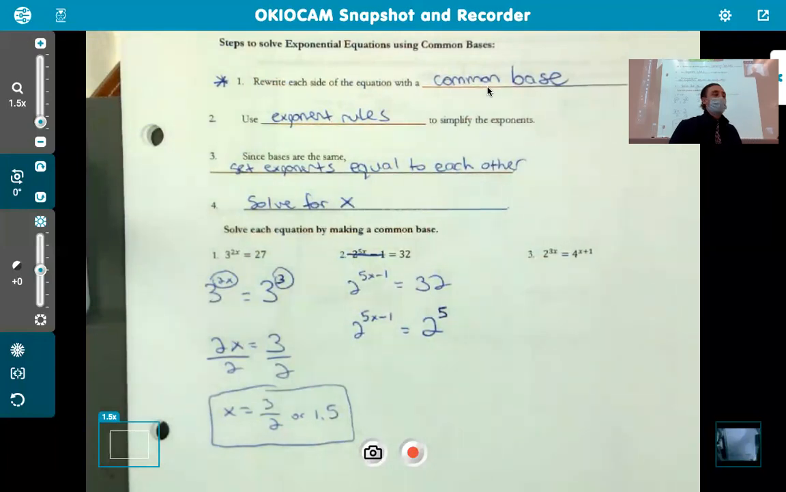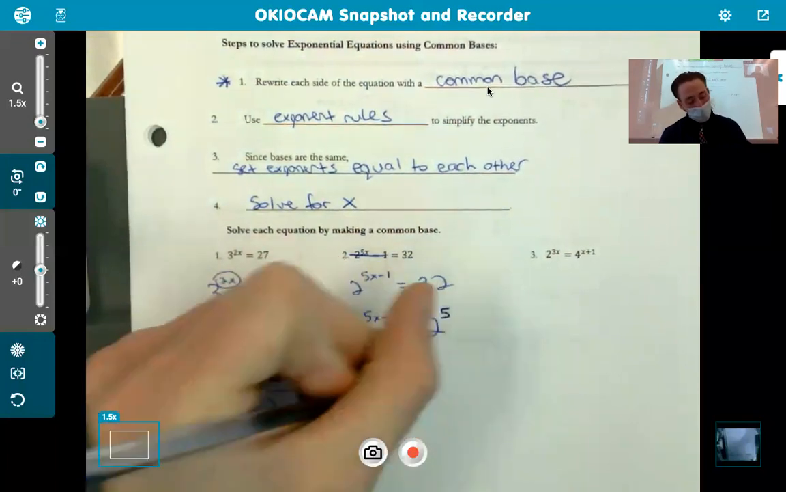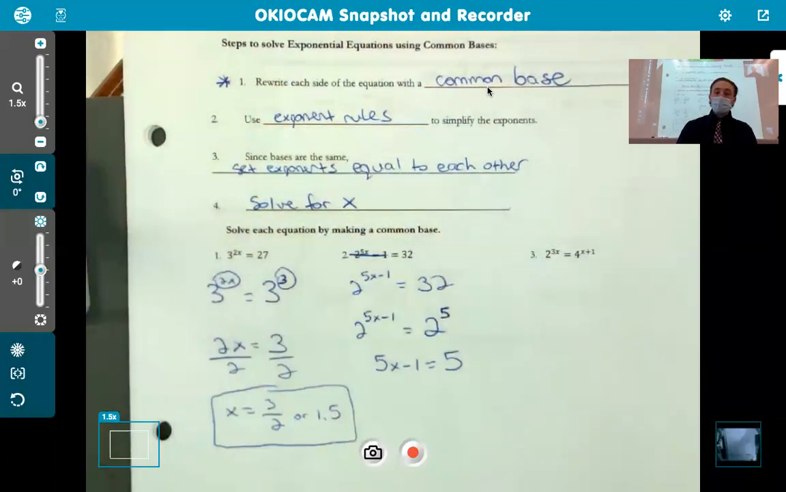What do I do from here? What should my next line be? Nick? Set the exponents equal to each other. So what does that look like in the next step? 5x minus 1 equals 5, right? You just drop those bases. Like an EDM DJ.